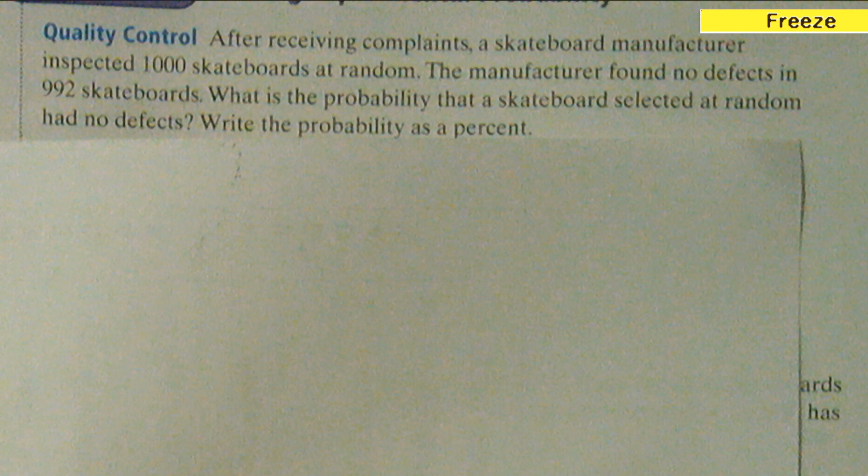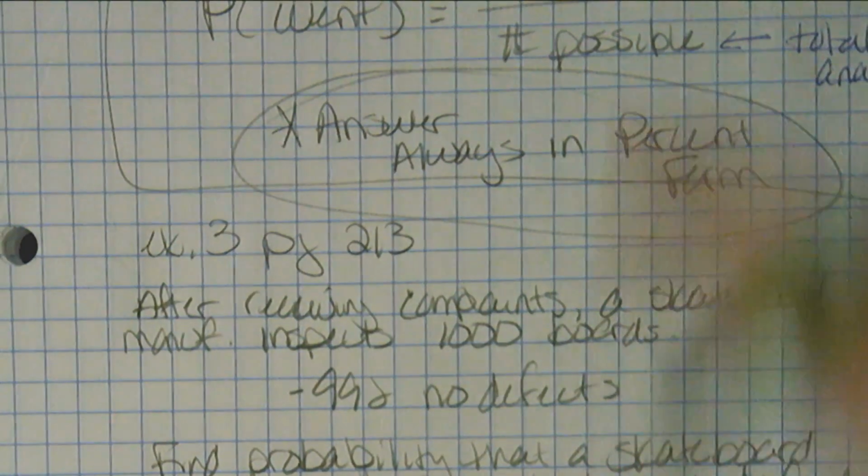All right, so we need to find the probability that a skateboard is not going to have a defect. And if you notice, 1,000 skateboards were inspected. All right, so we're going to start with our formula. Probability, I'm going to unfreeze this so you can see what I've written here. So I've written my given down.